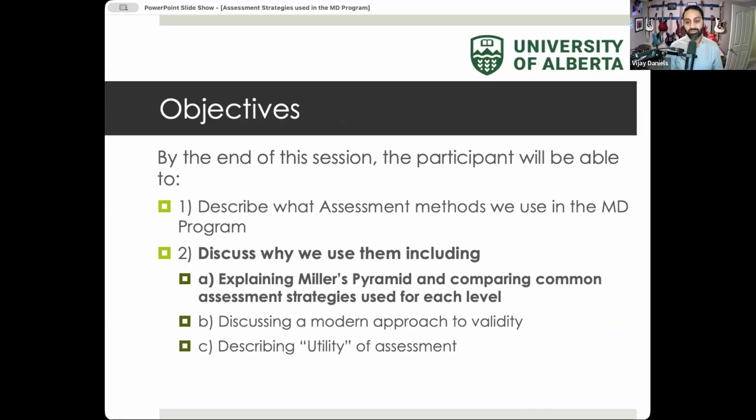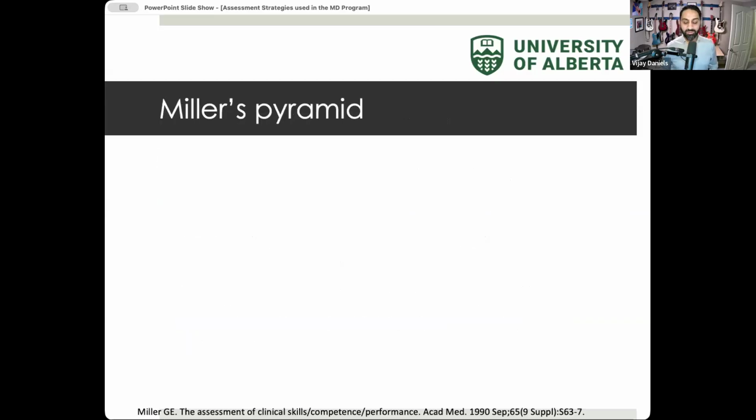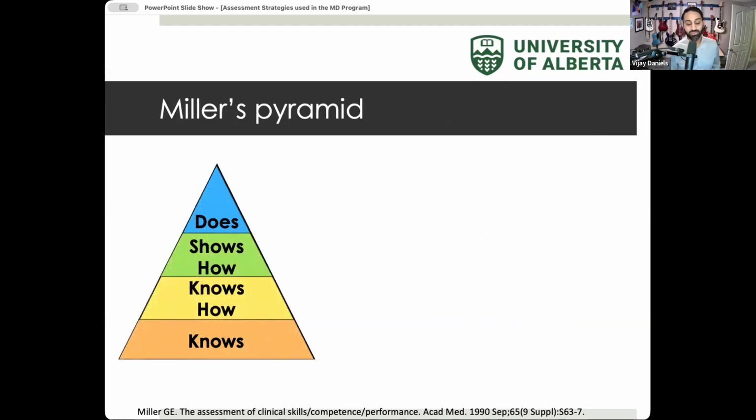But what I really want to focus most of our time on is discussing the why. Why do we choose something? What are the strengths and what are the drawbacks? So when I started my master's in health professional education, one of the first things that I learned in assessment was Miller's pyramid. And George Miller actually defined this in 1990, so this is not a new concept. Some of you in the room may have seen this, but it has 4 levels to the pyramid.